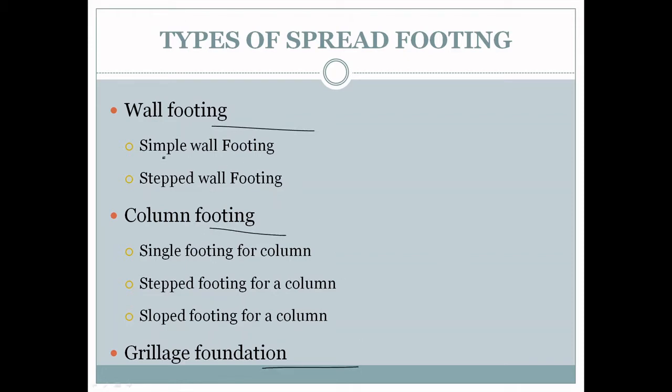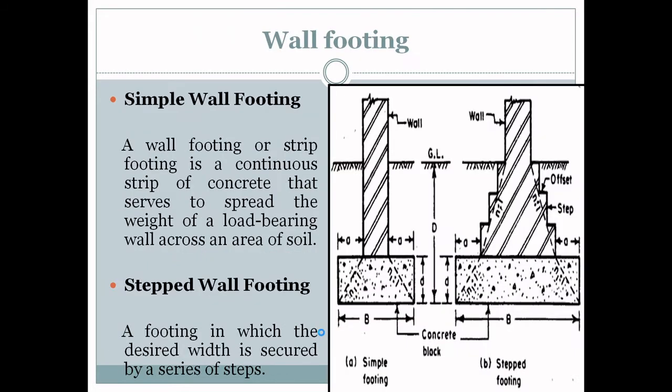Wall footing includes simple wall footing and stepped wall footing. Column footing includes single column footing, step footing for a column, and slope footing for a column. So let's start with simple wall footing. A simple wall footing or strip footing is a continuous strip of concrete that serves to spread the weight of a load bearing wall across an area of soil.